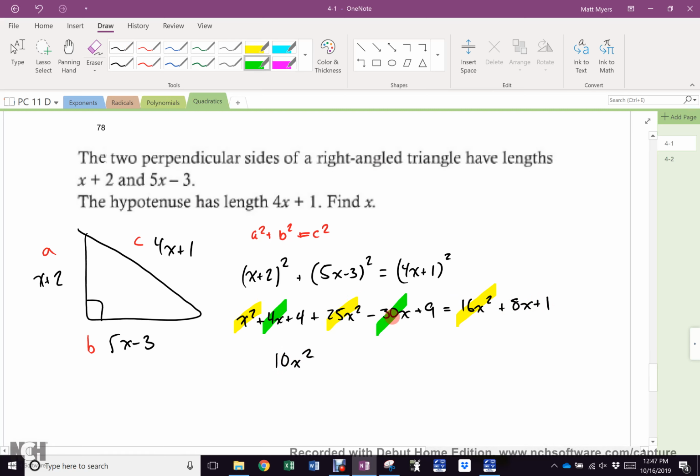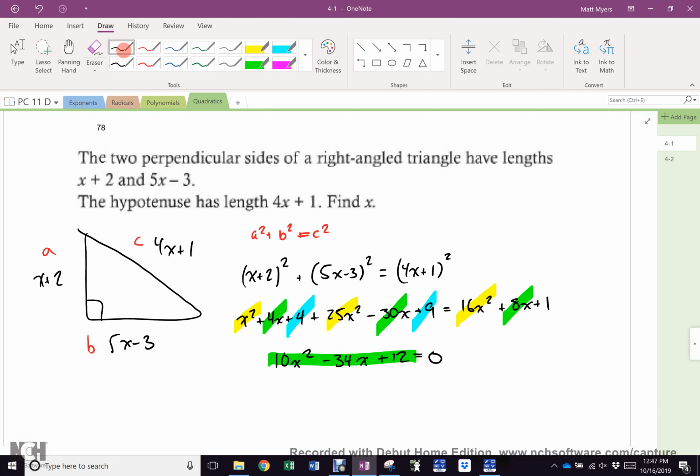4 minus 30 is negative 26, minus 8 more is negative 34. Right? Minus 34x. And then my numbers. 4 plus 9 is 13 minus 1 is plus 12 equals 0. Now, what do I do with that?